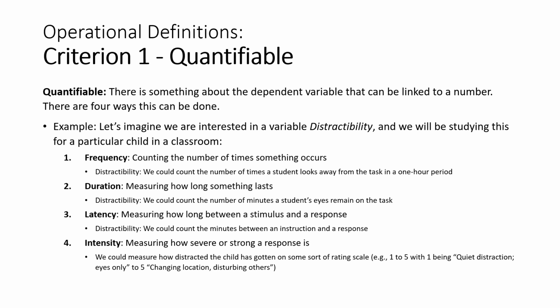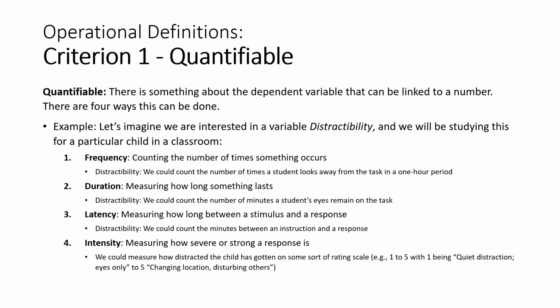Latency, measuring how long between a stimulus and a response. So like a delay, you can think of delay, latency. And in our distractibility example, we could count the minutes between an instruction and a response. So again, we're counting the time in which something isn't happening, like we're counting a delay, even though we're still counting time. And the fourth way is intensity, measuring how severe or strong a response is.